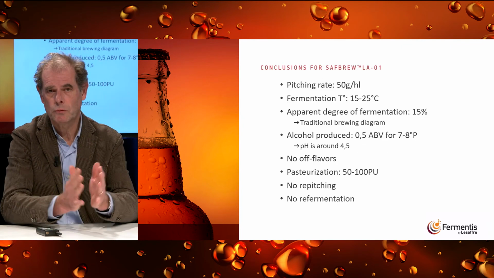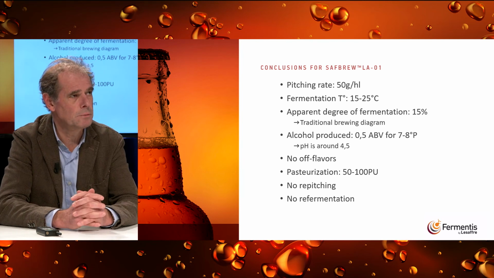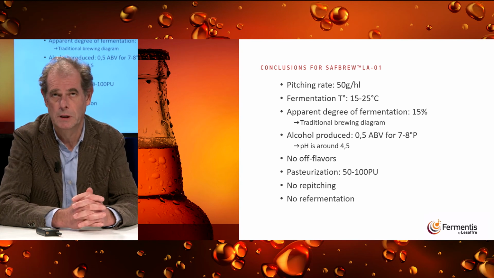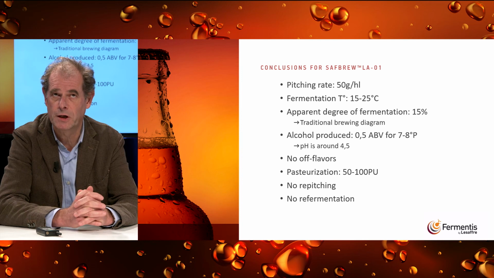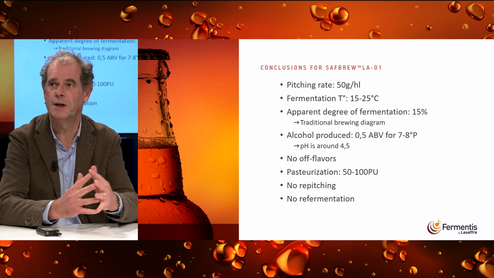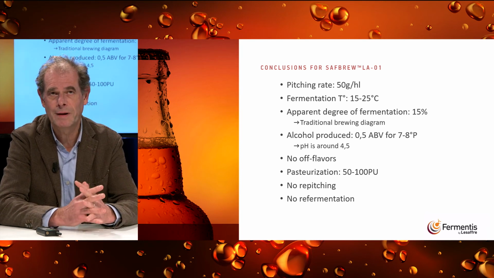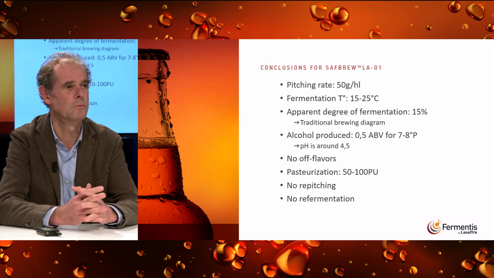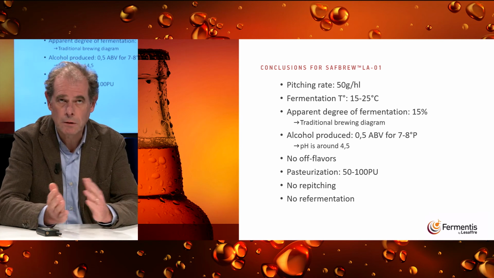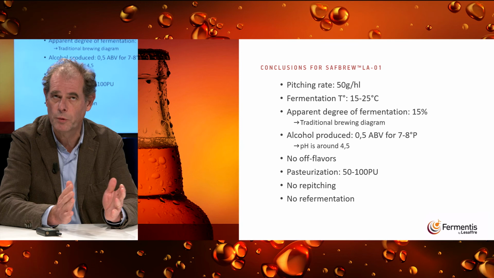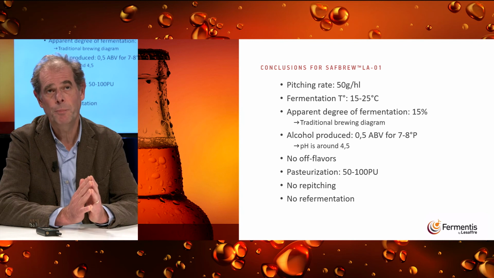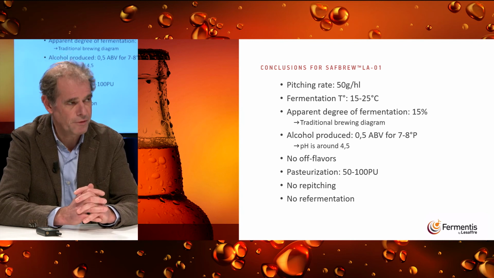If we go now to the main conclusion of this talk, we can say that the pitching rate is exactly the same as we can have with the SAF ale, so it's 50 grams per hectoliter. The fermentation temperature that we recommend is between 15 and 25 degrees C, with an apparent degree of fermentation of about 15%, using a traditional brewing diagram. The alcohol of about 0.5 ABV will be reached with an original gravity ranging between 7 and 8 Plato. And the pH will be close to 4.5 with that.